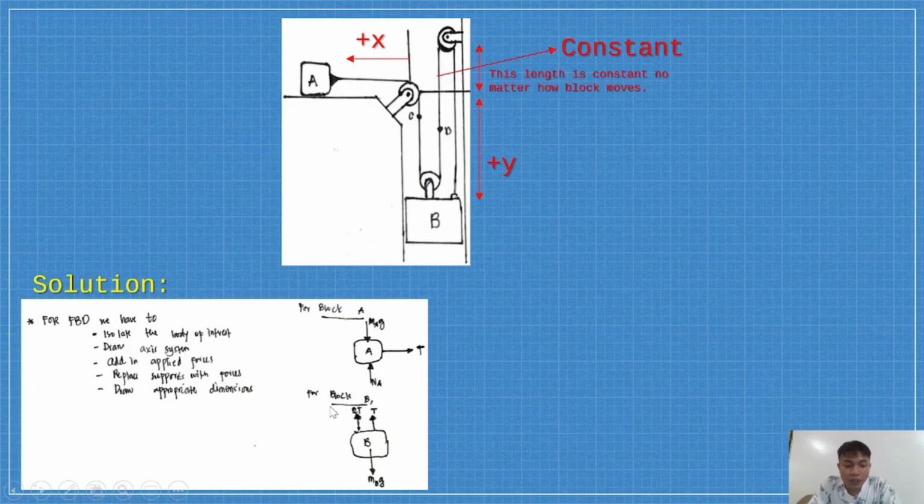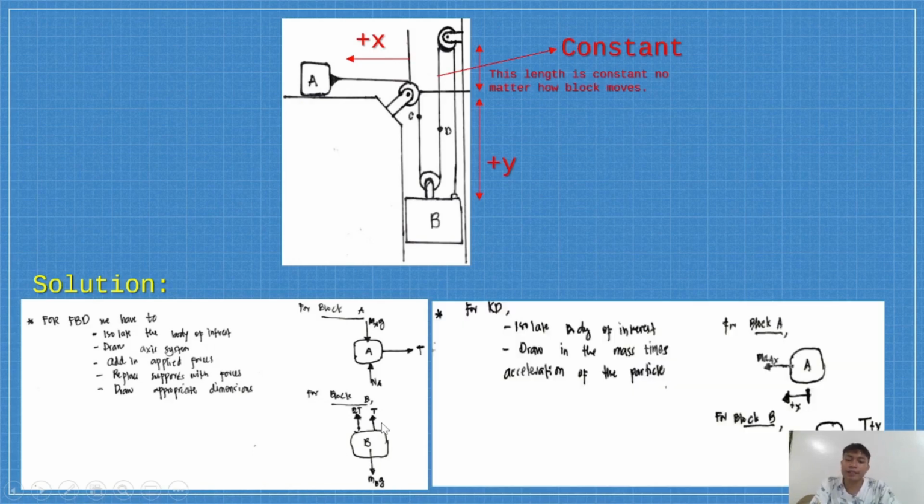For block B naman din, we have tension. So, may mga tension. Well, dito is 2T, and then other tension here is T, which is upward. Then, our block B, yung weight niya is mass B multiplied by the gravity.